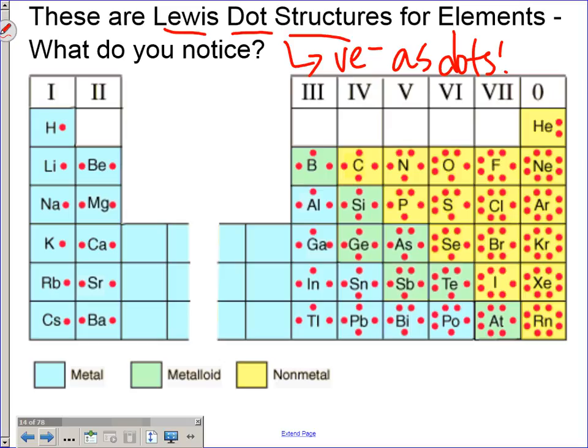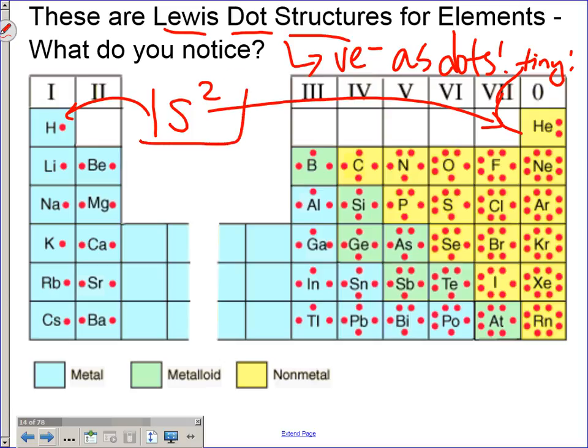Looking across the board, everybody in group 1 has how many valence electrons? 1. Everybody in group 8? Does everybody in group 8? Who doesn't? Helium. That's because it's really tiny, and it cannot take on more than 2 valence electrons because it's only got enough for 1s2. Hydrogen and helium are small. They only take up the first energy level, so that's why they only take on 2 valence electrons.